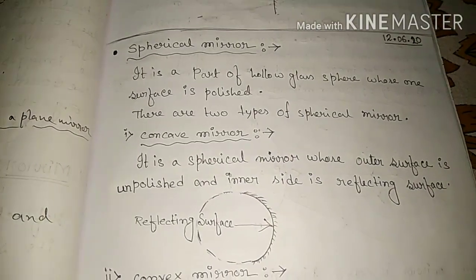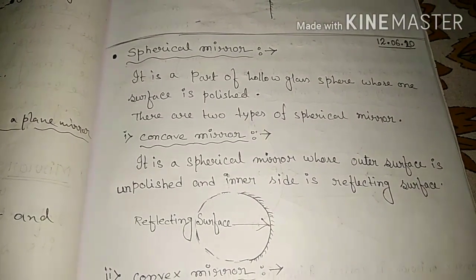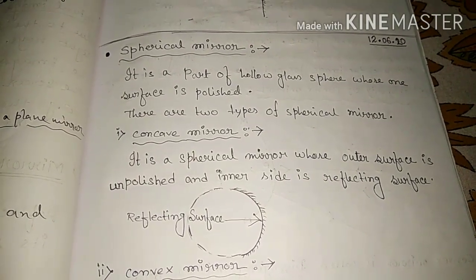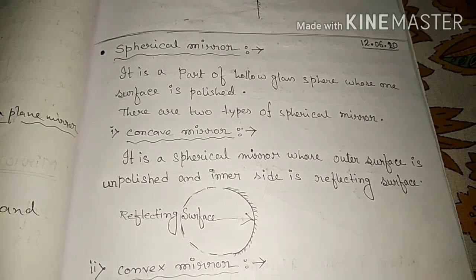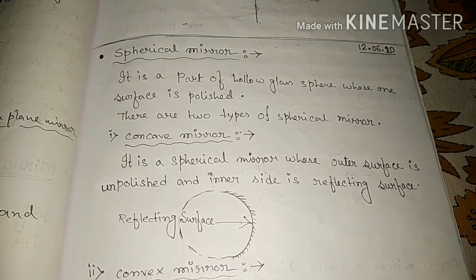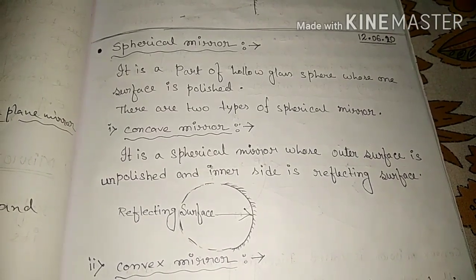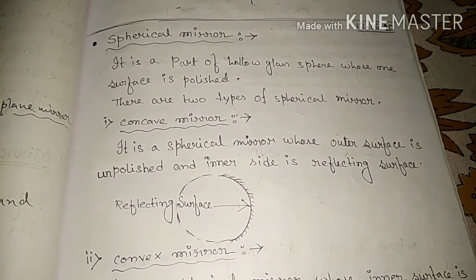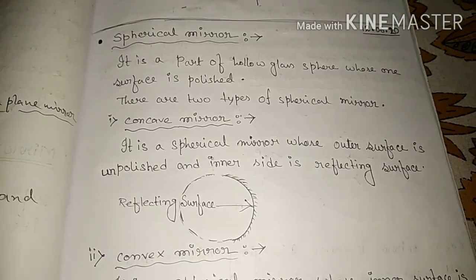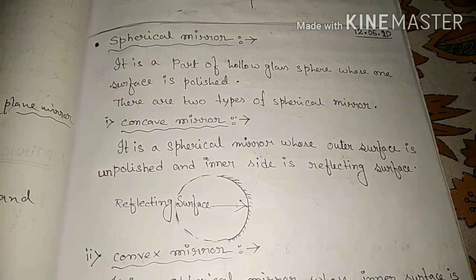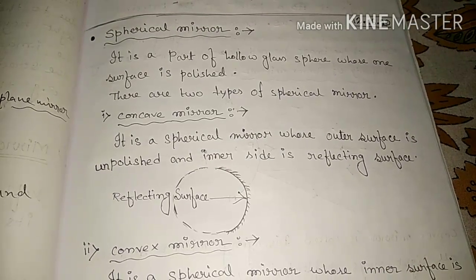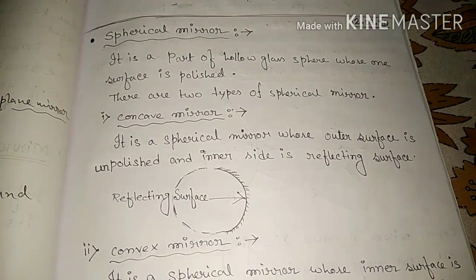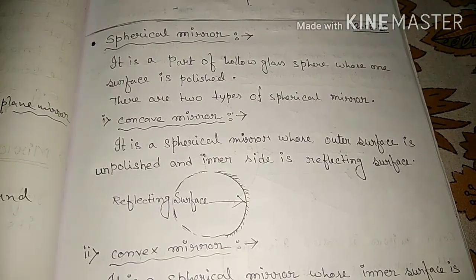Today we discuss all about the spherical mirror and its types. In the previous video we discussed mirrors and their types. Mirrors are of two types: one is a plane mirror, another one is a spherical mirror. The image formed by a plane mirror and the characteristics of that image, we also studied in the last video. In today's video we discuss another type of mirror, that is the spherical mirror.